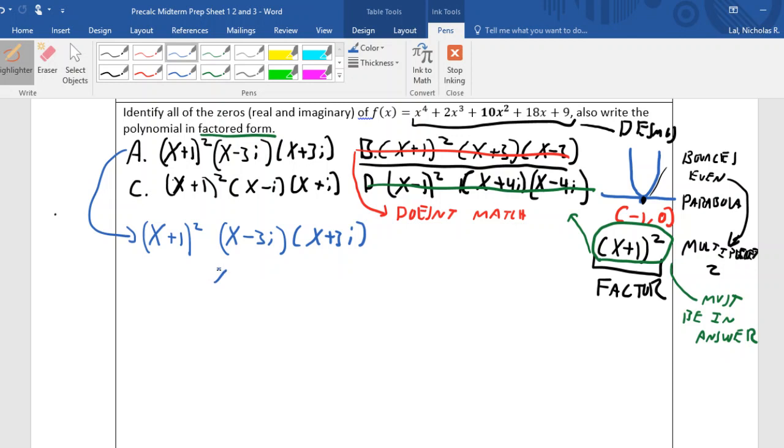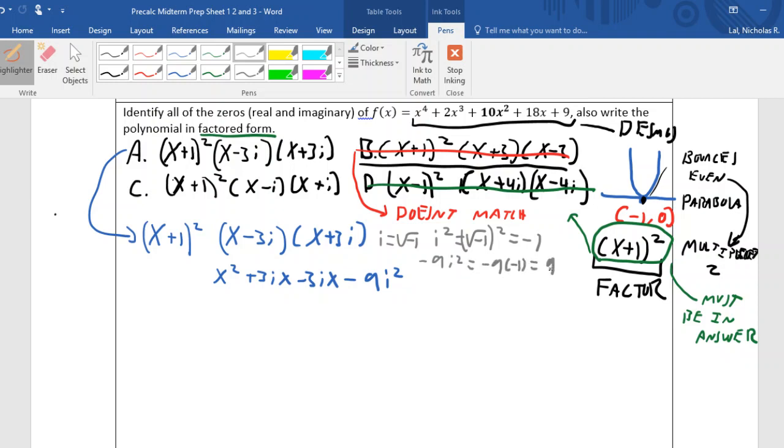x times x is x squared. x times 3i is plus 3ix. Negative 3i times x is minus 3ix. And negative 3i times 3i is negative 9i squared. As a friendly note, i is equal to the square root of negative 1. i squared is equal to the square root of negative 1 squared, which is equal to negative 1. So negative 9i squared is equal to negative 9 times negative 1, which is equal to positive 9.